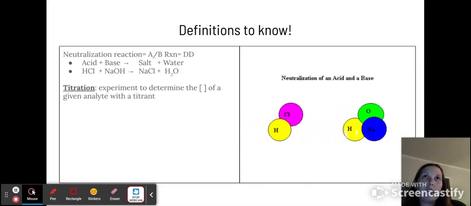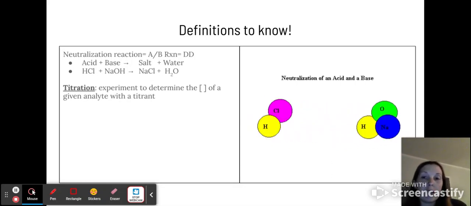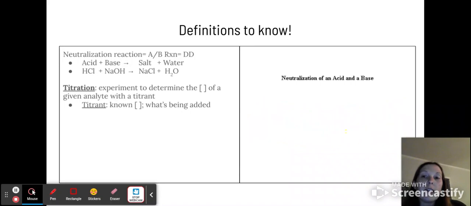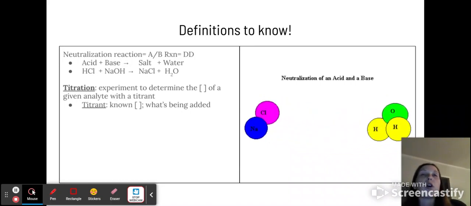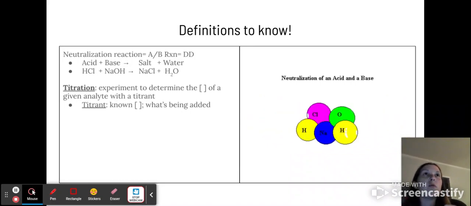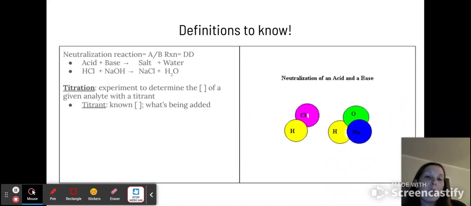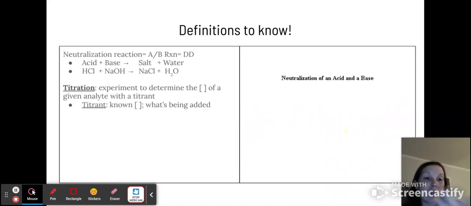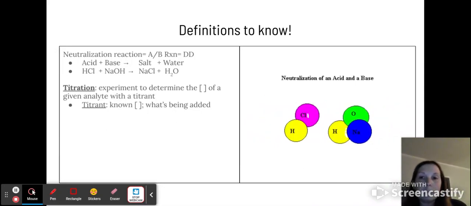We look at neutralization reactions specifically for titrations, which are an experiment to determine the concentration of a given analyte with a titrant. And a titrant is a solution of known concentration that we are adding to something of unknown concentration. So a lot of times we may have the unknown concentration of an acid. Well, we're going to add a base that we do know the concentration of. And once we add it, we'll know once it reacts the way it needs to, how much base we used, and then we can calculate from there.